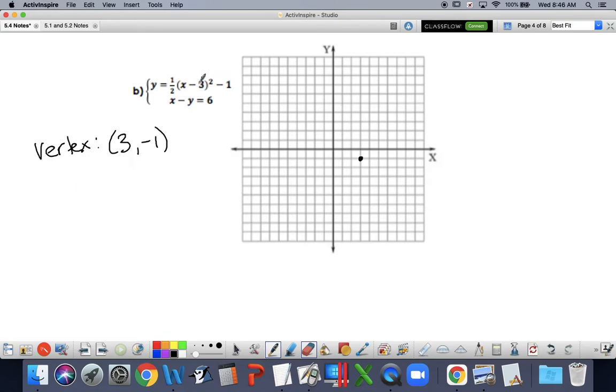And what I mean by that, if I were to plug a 4 in here, or an even number to start with, if I do 4 minus 3, I get 1. Well, 1 squared is just 1, and then 1 times a half is a half.